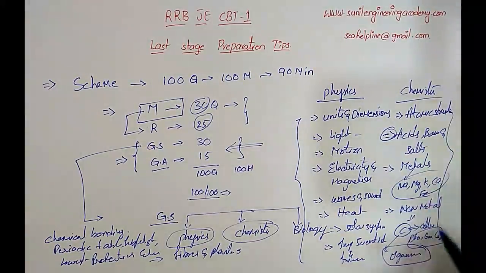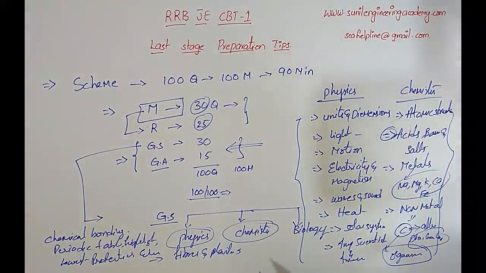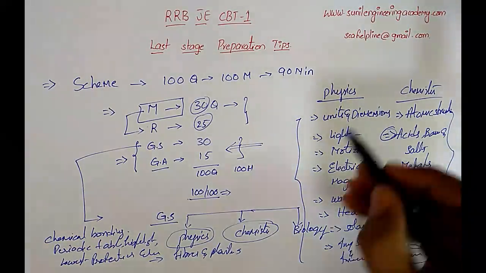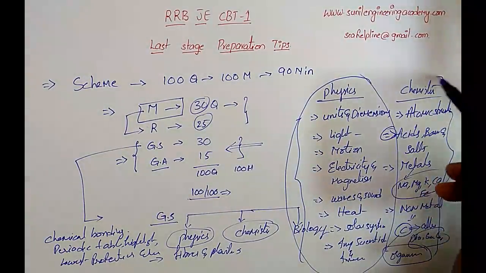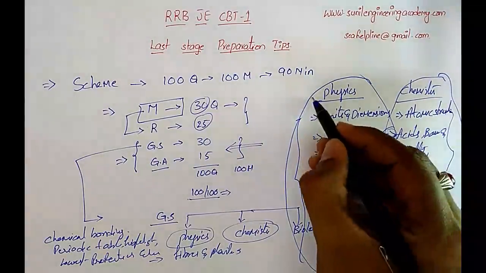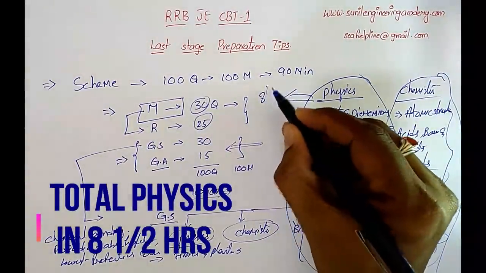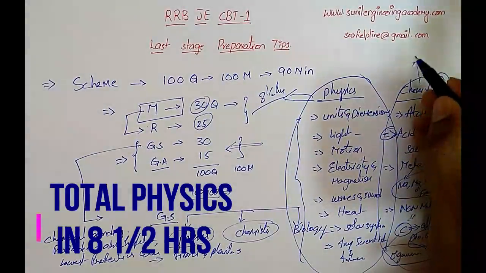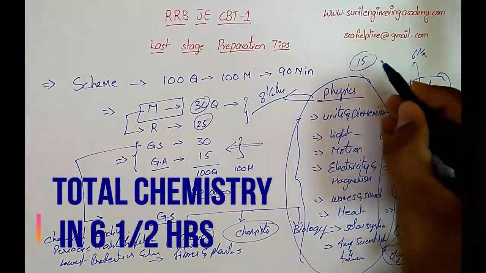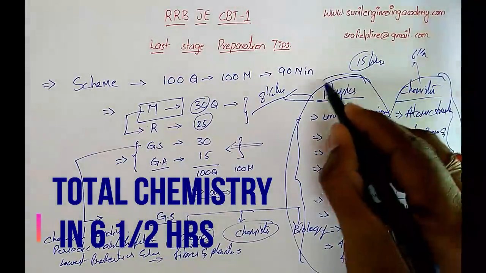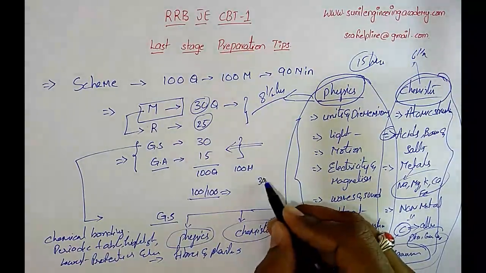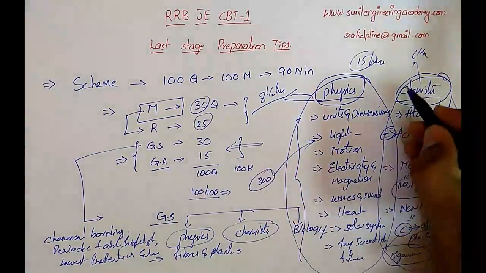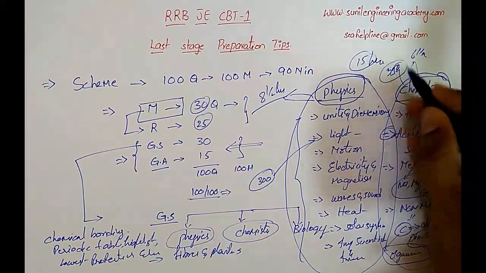These topics are very important for our railway JEE exam. In our academy, we have covered almost all the basics of these topics in physics and chemistry. The total physics classes are nearly 8.5 hours, and chemistry is 6.5 hours. That means in total 15 hours you can learn the basics of both physics and chemistry. And we have also given 300 most important bits in physics and 350 most important bits in chemistry.